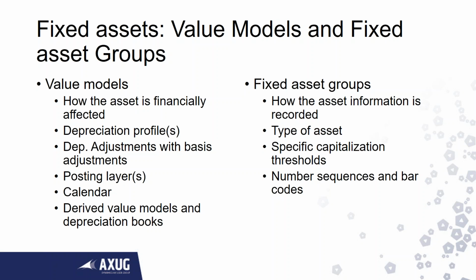Also, we have the fixed asset groups, and this is how the asset information is recorded. So in here we would have the type of asset. We would also identify specific capitalization thresholds. So maybe for your group of computers, your threshold's 500, but for a machine, your threshold's 1,000. So you could set it up differently based on the group. This is where you also set up number sequences and any relation to barcodes if needed.